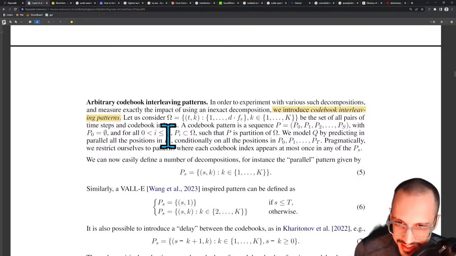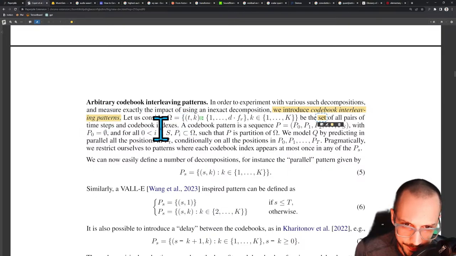Let us consider Omega. Okay, Omega is a set. You see these little curly brackets that tells you it's a set of things. It's a set of tuples. Actually, this almost looks like the Python dictionary notation, right? Where this is the key and then this is the... Yeah, okay, but it is a set. So for a second there, I was like, are they confusing math notation and Python dictionary notation? But it is not. Curly brackets is a set. That's correct. For all pairs of time steps and codebook indices.